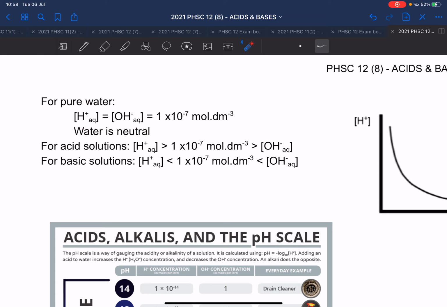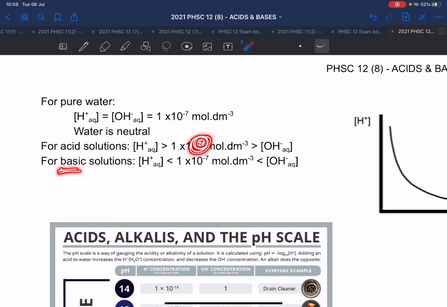Dan as jy 'n suur oplossing het, if you have an acidic solution, then it means your acid concentration must be more than your base concentration. So, jy kan sien jou suur konsentrasie is groter as jou basis konsentrasie. So, jou suur konsentrasie gaan groter wees as minus 7.